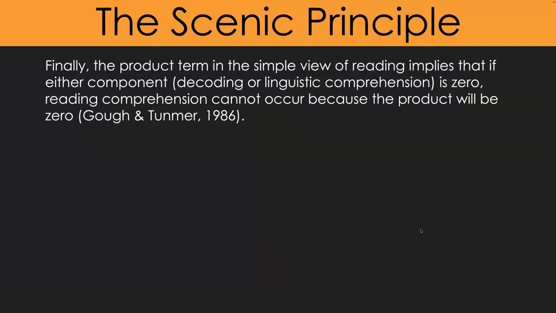And we can look here and see where an example kind of doesn't work to move things around, where that movable text sort of falls apart if we move it to the end because it just sort of throws off our meaning. If we look at this sentence, finally, the product term in the simple view of reading implies that if either component, decoding or linguistic comprehension, is 0, then reading comprehension cannot occur because the product will be 0. So if you don't know how to decode a word, or you don't have the linguistic comprehension, you don't have the vocabulary or stuff like that, you just can't read.